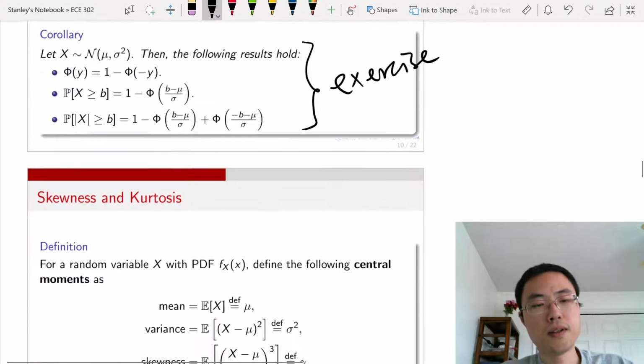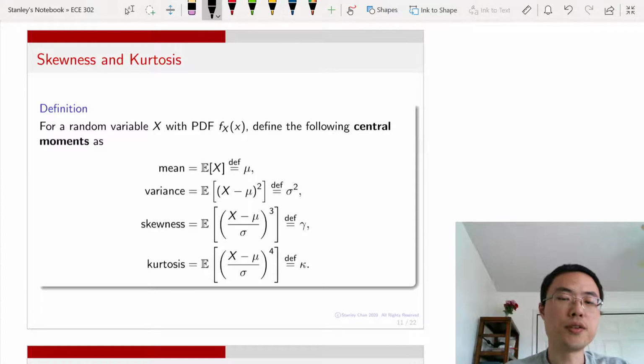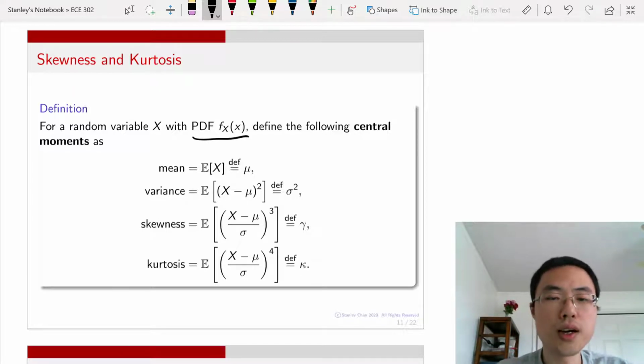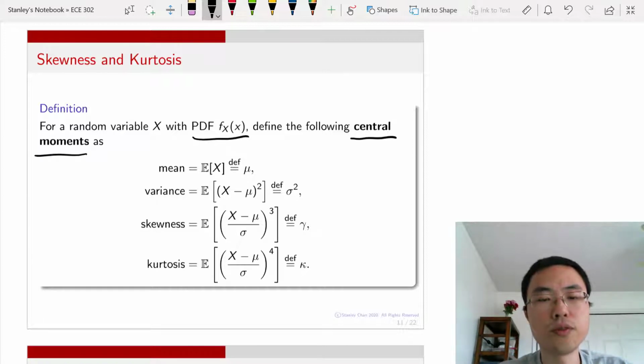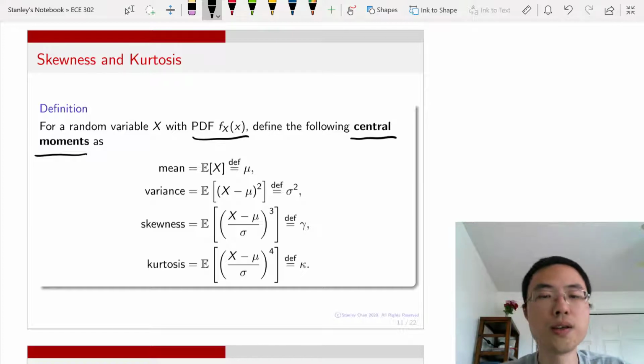Okay. Now, I want to move on to something that may not be as obvious to some of you. It may be the first time you learn about this. This is the notion of skewness and kurtosis. For any random variable x, we can define the PDF, of course. We can also define the following central moments. The central moment is a variant of the moments. A moment just takes the square, the cube, the fourth power of the random variable x. Central moment means that I'm going to subtract something.